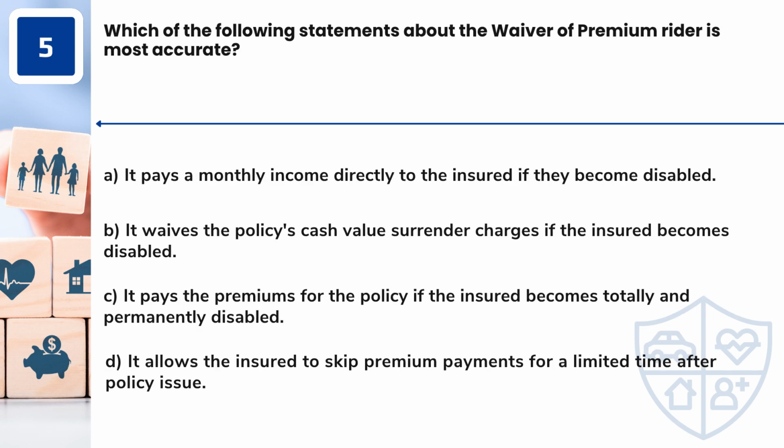Question 5. Which of the following statements about the waiver of premium rider is most accurate? A. It pays a monthly income directly to the insured if they become disabled. B. It waives the policy's cash value surrender charges if the insured becomes disabled. C. It pays the premiums for the policy if the insured becomes totally and permanently disabled. D. It allows the insured to skip premium payments for a limited time after policy issue.